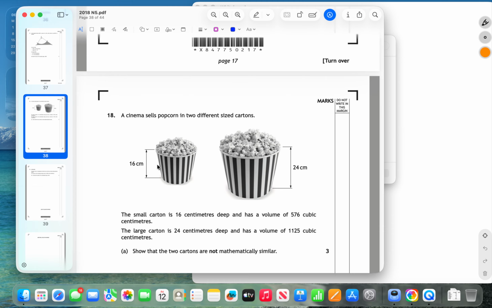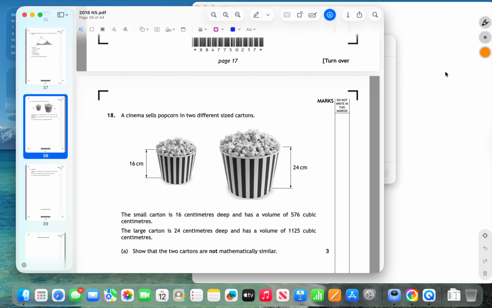And what you have to do is show that the two cartons are not mathematically similar. Now this is odd because normally you're told in a question that they're mathematically similar, and you have to then calculate either a volume or a length or find out some information. This question is a bit different. You're given all of the information, the dimensions, and you're told to show that they're not mathematically similar.